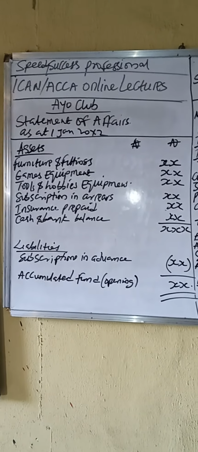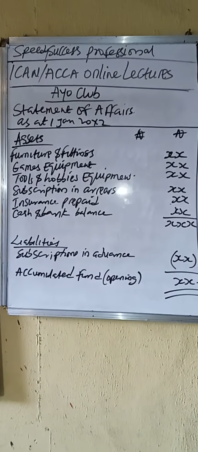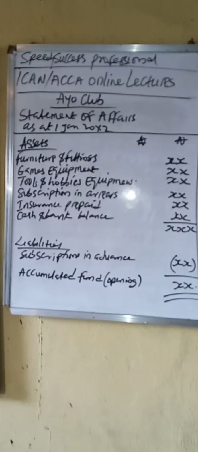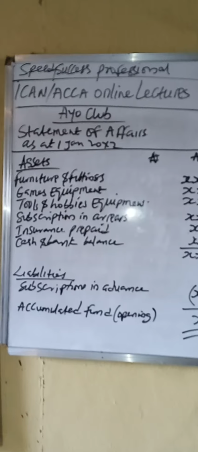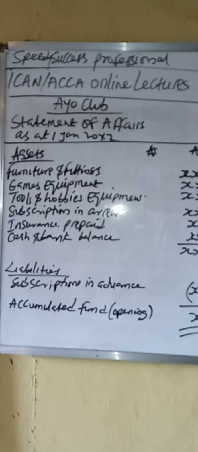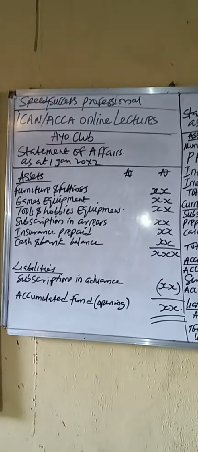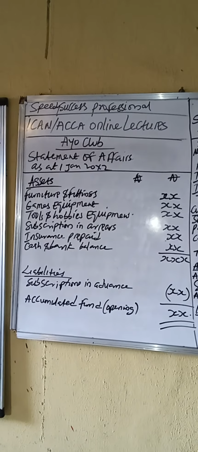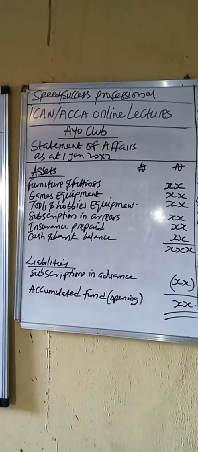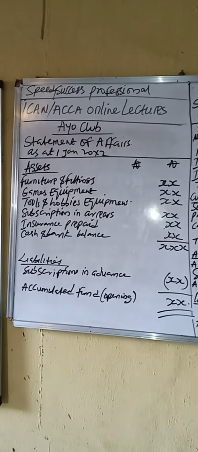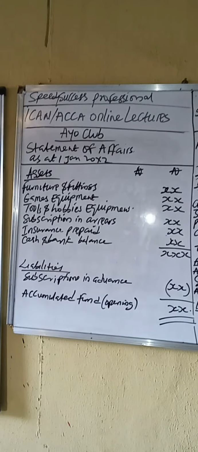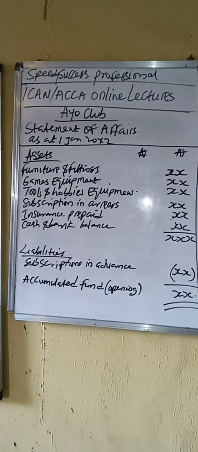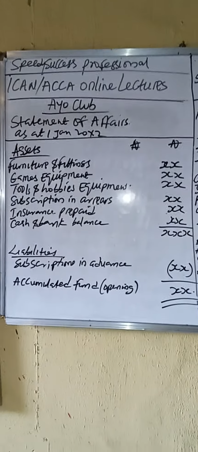The statement is meant to determine what we call opening capital or accumulated fund at the beginning. So it is a statement showing all assets and all liabilities. So total of the assets less the liabilities, you will now have what we call accumulated fund at the beginning.